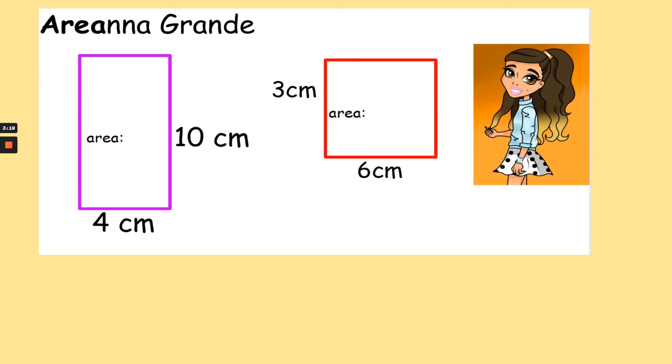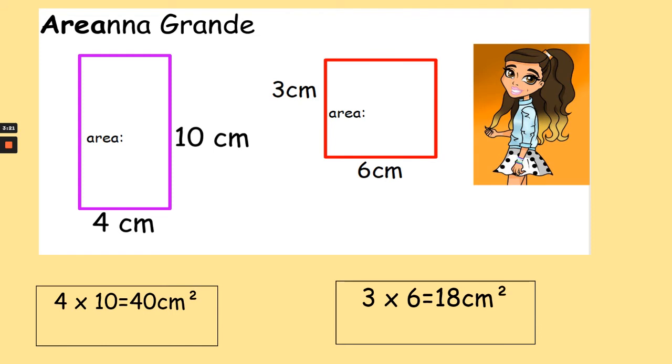Okay, let's see what we got. So for the first shape, we should have multiplied 4 by 10 and we've got 40 centimetres squared, as we know, counting our tens, 10, 20, 30, 40. And for the second shape, you should have done 3 times 6, 3, 6, 9, 12, 15, 18 centimetres squared. Very important, you add the centimetre squared to your answer or it will be incorrect.